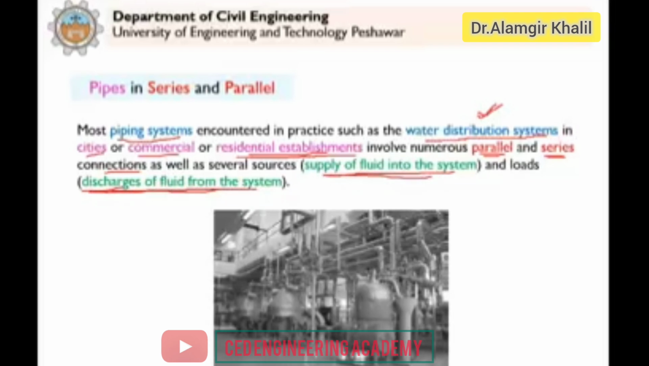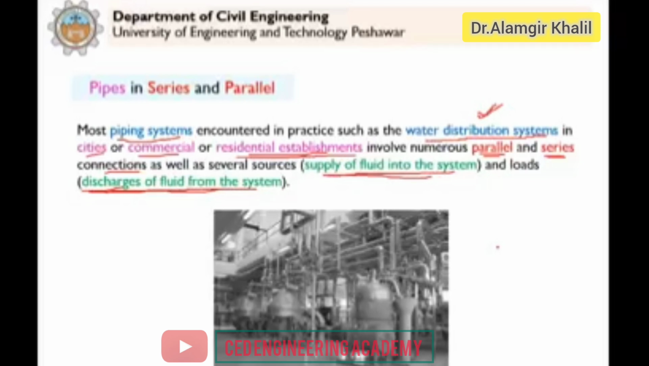You can see in this diagram a piping network in an industry facility. Here is the complex piping network system, in which we can see that the pipes are connected in series and in parallel. So when we have to do the analysis of these pipes, we have to apply the concepts that we are going to study in this topic.